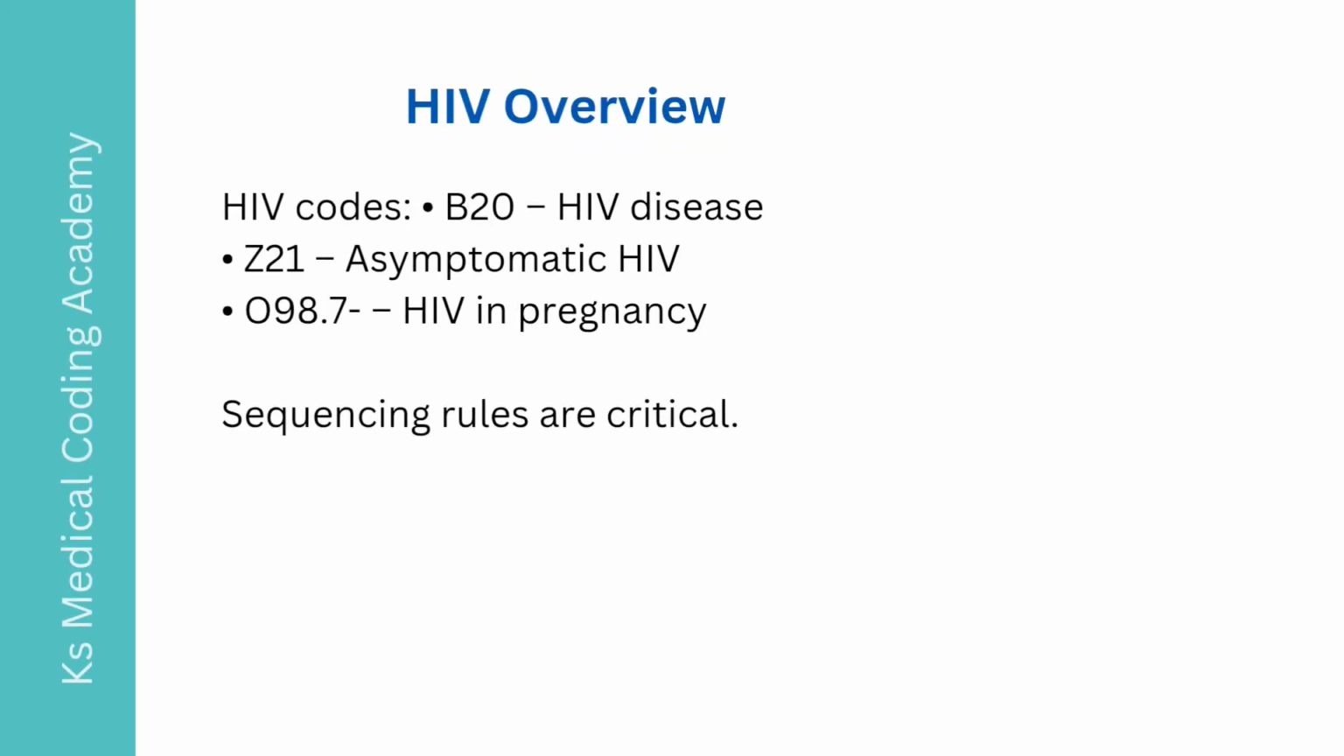HIV overview. HIV coding uses 3 main categories. B20 is used for HIV disease, Z21 for asymptomatic HIV status, and O98.7 for HIV complicating pregnancy. Correct sequencing is extremely important.